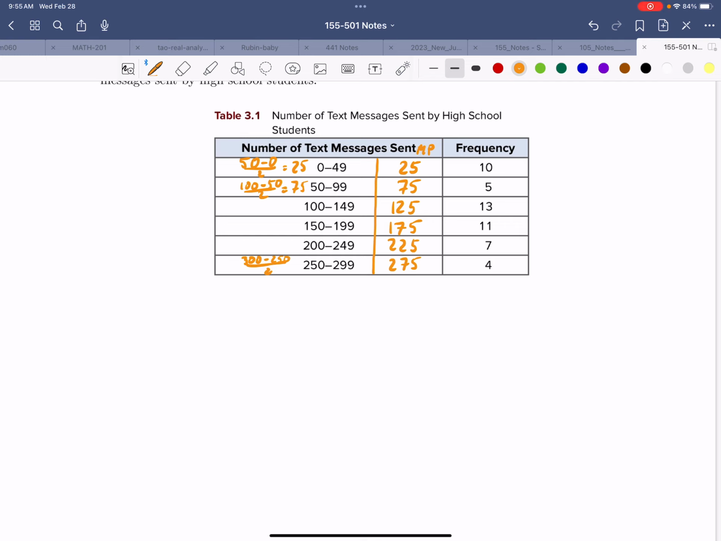So anyway, at this point, we have our midpoints and we have our frequencies. So the approximate mean is 25 times 10, because what we're doing is effectively pretending that each of the 10 entries in this data class had value 25. Now, of course, that's almost certainly not accurate, but it's an approximation. Plus 75 times 5, right? It's the same sort of thing. You could also look at this as weighting each midpoint with the frequency.